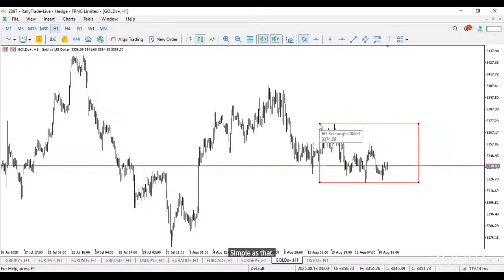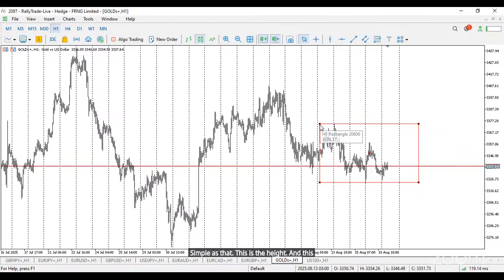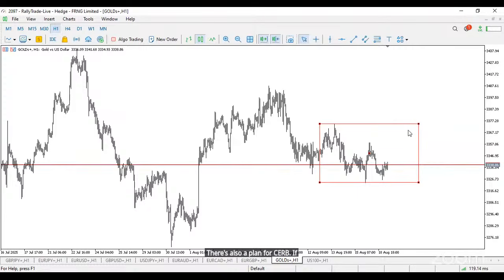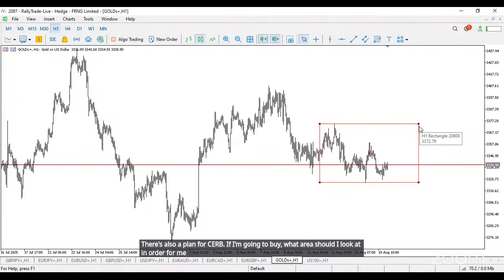This is the high and this is the low. I'm going to streamline it, but this is like the past 1 week. I'm going to make it more broad. It's going to be here. So what are going to be my biases? There's a plan for buy. There's also a plan for sell. If I'm going to buy, what area should I look at in order for me to buy? I'm just simply going to look at the discount area. It's as simple as that.